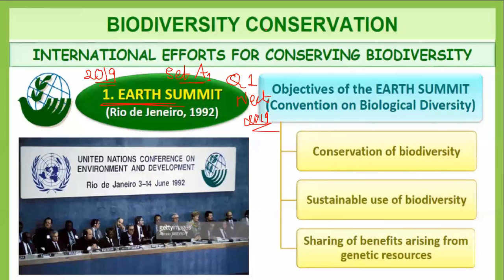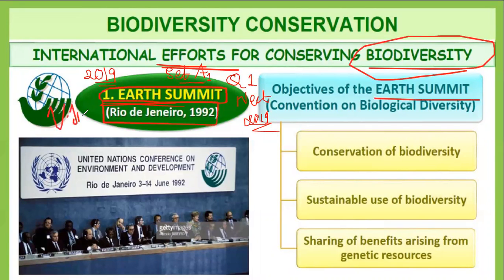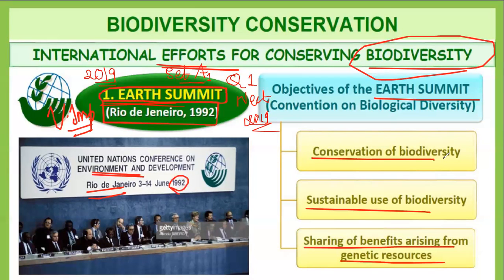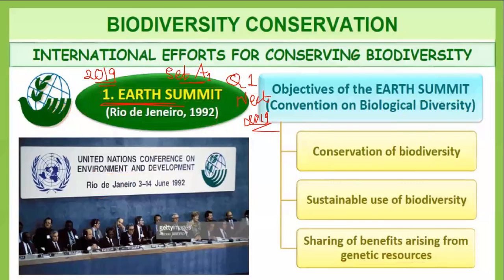Okay. So these are the international efforts made by governments for conserving biodiversity hotspots. What are the objectives of the Earth Summit? So the answer was Rio de Janeiro, 1992 Earth Summit was conducted. Very, very important. I'm again telling, Rio de Janeiro Earth Summit 1992. The objectives are conservation of biodiversity, sustainable use of biodiversity, and sharing of benefits from genetic resources. So sharing of all the important things that we are obtaining from biodiversity regions.